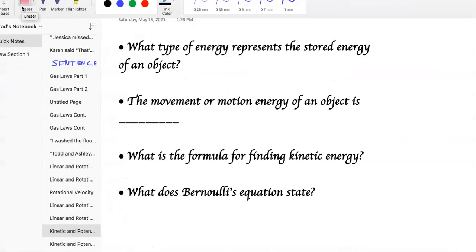Okay, guys, so we start off this video with 4 questions. What type of energy represents the stored energy of an object? The movement or motion energy of an object is blank. The formula for finding kinetic energy, and we will do an example problem where we find kinetic energy, but obviously we need to know the formula, and Bernoulli's equation. What does that state? Okay, so those are some important things for this topic and this video.